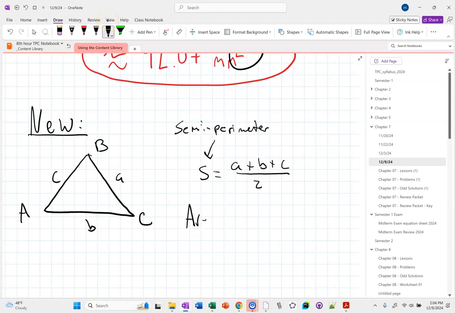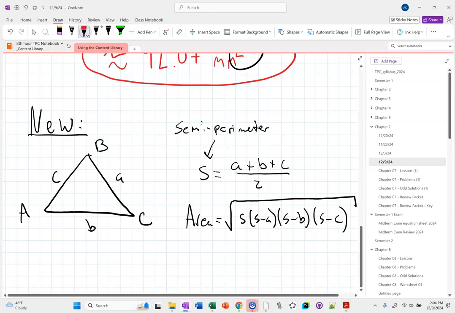So our area formula here is going to be based on using that semi-perimeter. It's going to be S times S minus A times S minus B times S minus C, all under the square root.